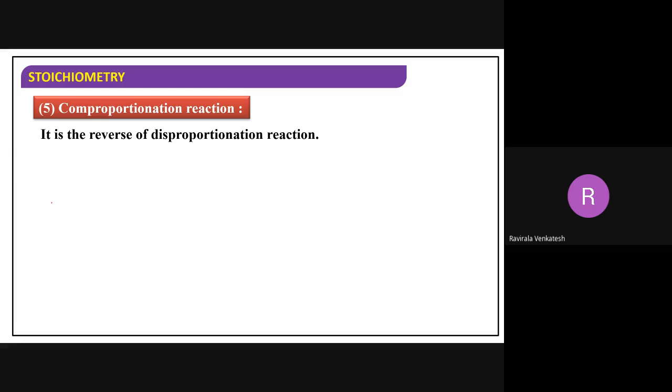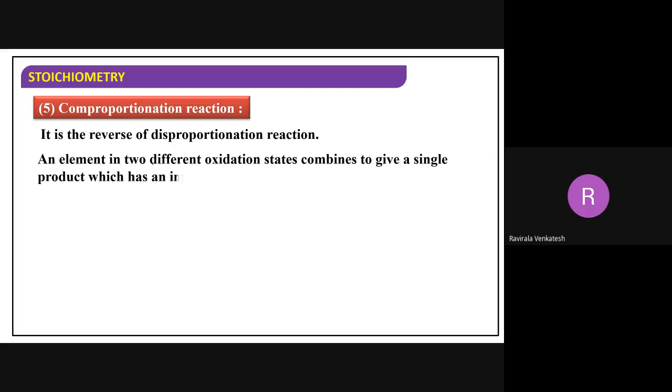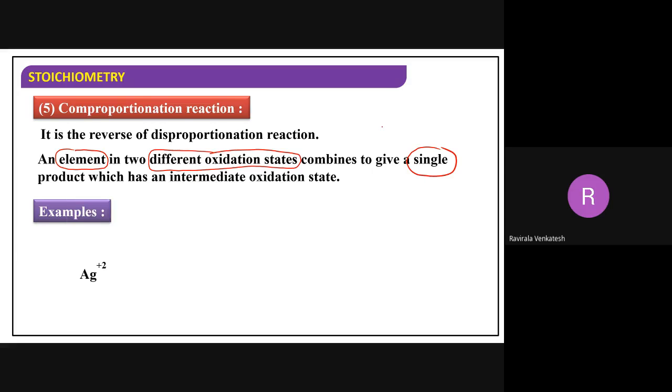The opposite of disproportionation is called comproportionation. In this case, an element with two different oxidation states converts, that means they combine, to give a single product, one product. Let me do one example, you will understand easily.